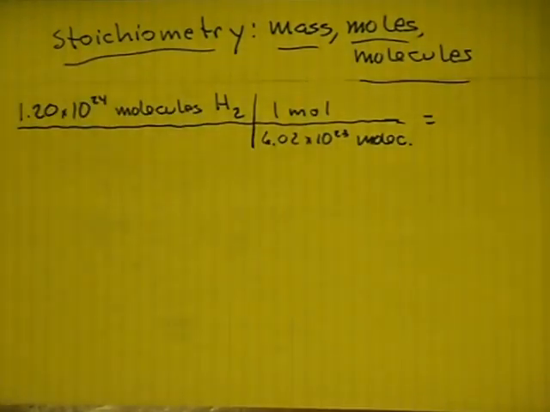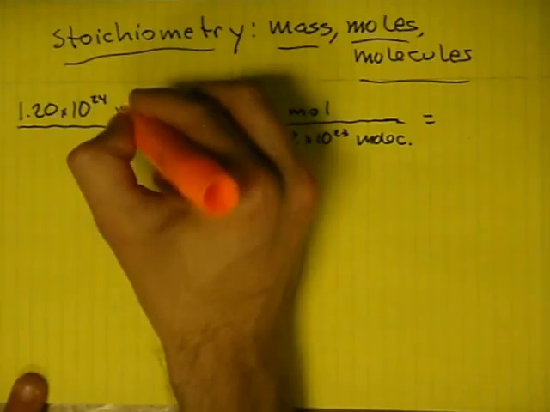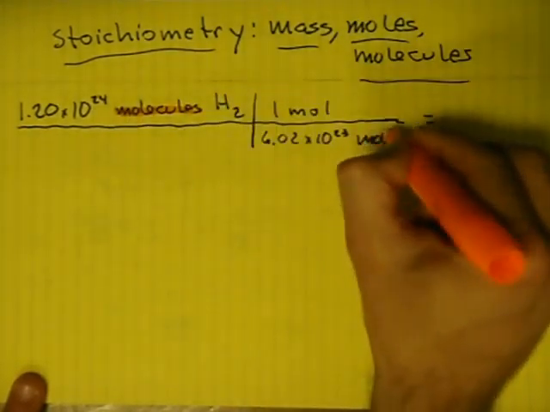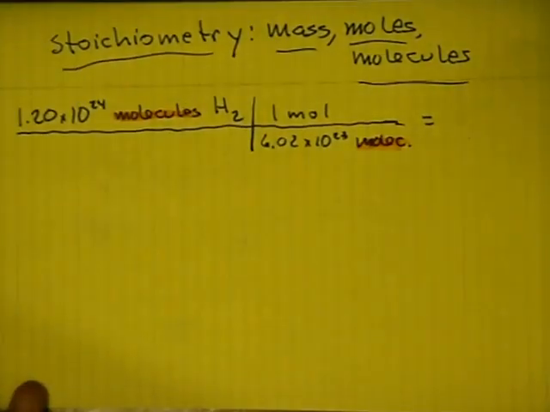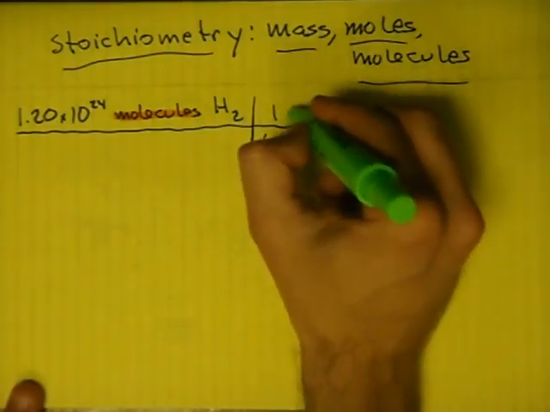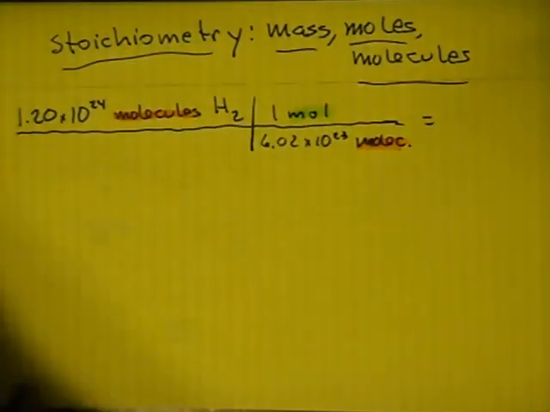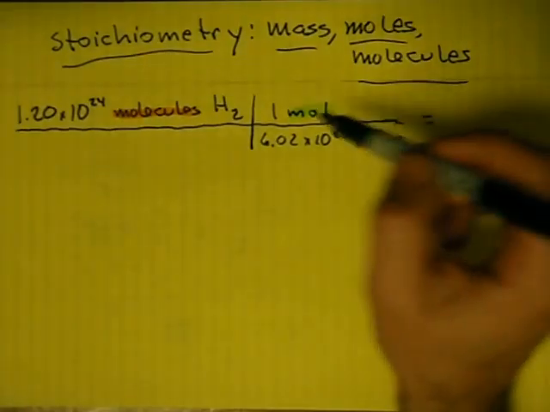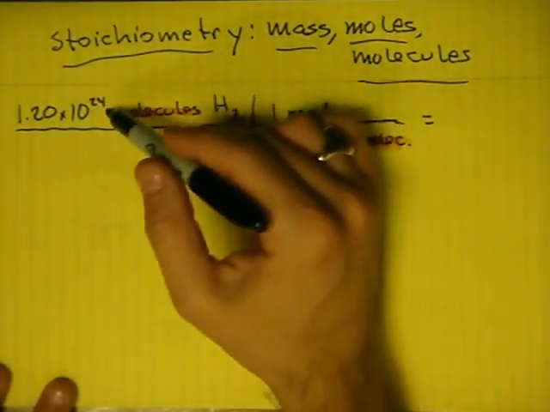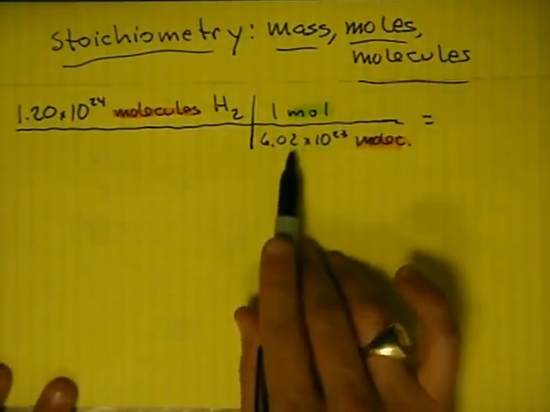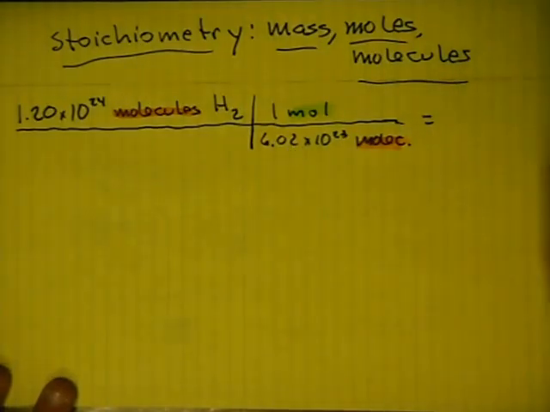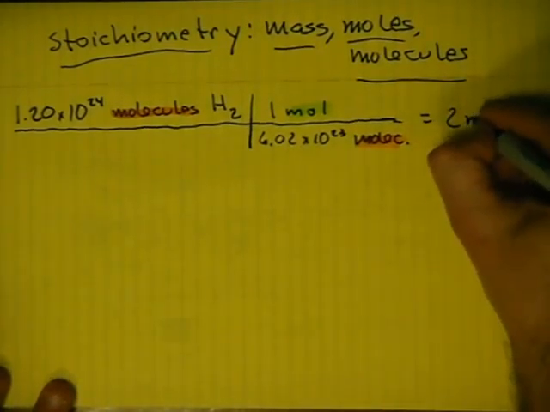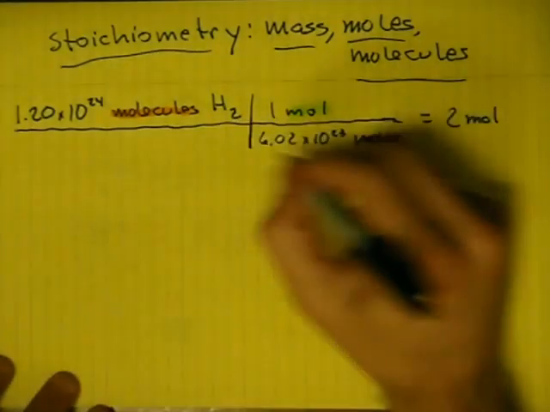And so here again, molecules on top, molecules on bottom. So those units will cancel out. And the only unit we have left is moles. So 1.2 times 10 to the 24th times 1 divided by 6.02 times 10 to the 23rd gives us 2 moles. So it just works the other way.